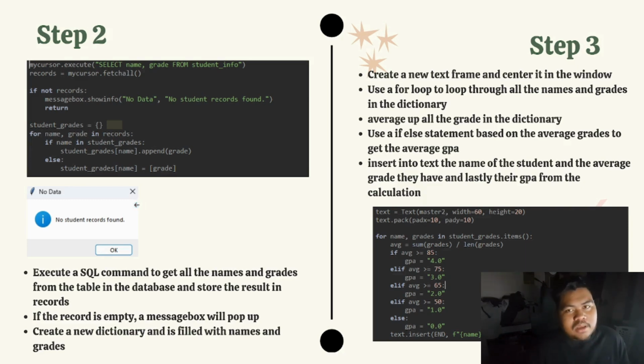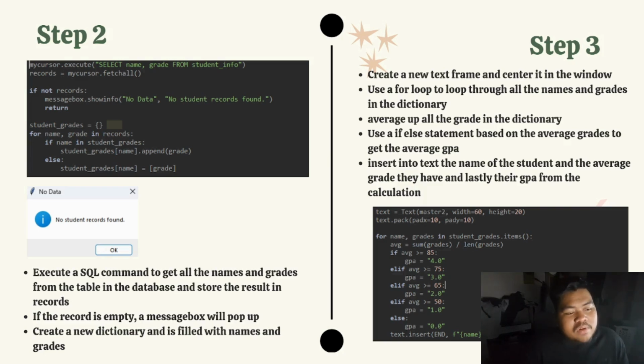Now for step 3, we have to create a new text frame and center it in the window using text.pack, packx 10, packy 10, and then it will center in the window. And then we will use a for loop to loop through all the names and grades in the dictionary. Then we just average up all the grades in the dictionary and use an if else statement based on the average grade to get the average GPA.